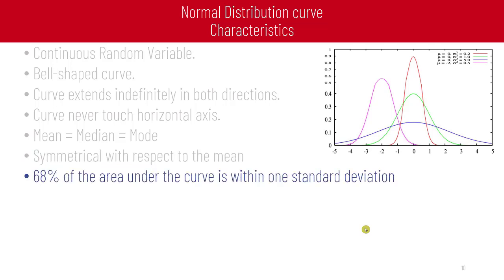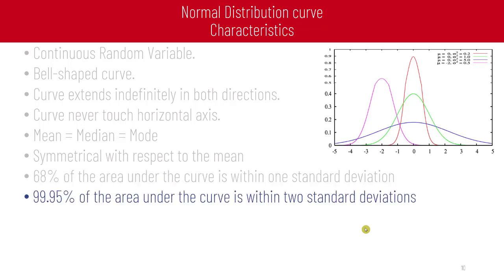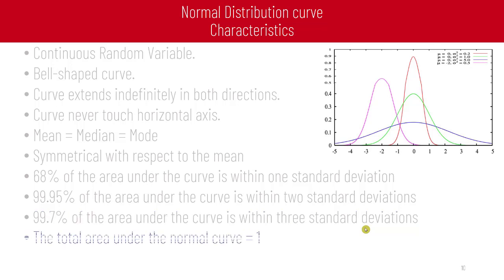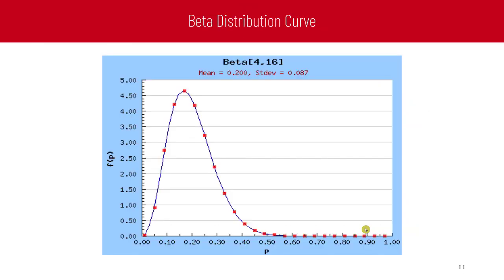68 percent of the area under the curve is within one standard deviation. 95 percent of the area under the curve is within 2 standard deviations. 99.7 percent of the area under the curve is within 3 standard deviations. The total area under the normal curve equals 1. The second distribution is the beta distribution curve.